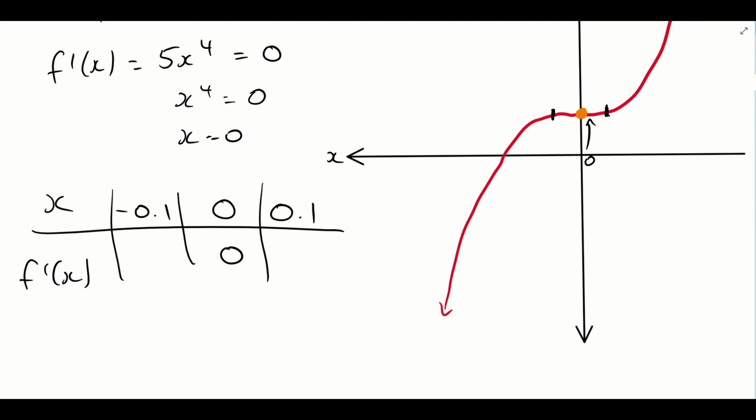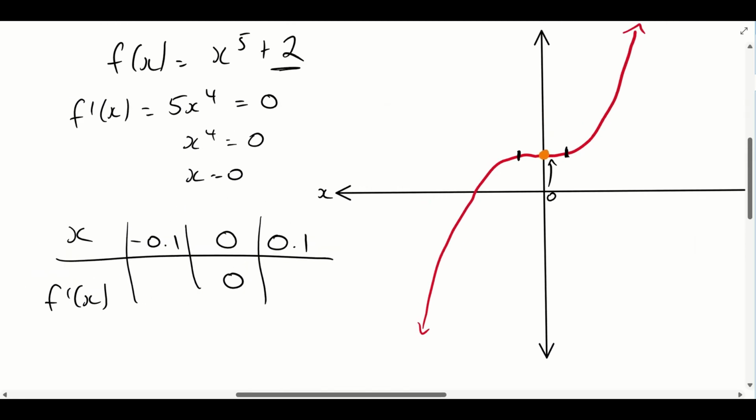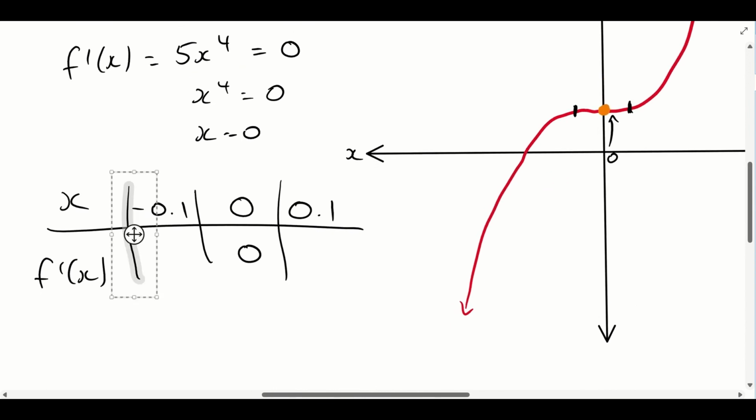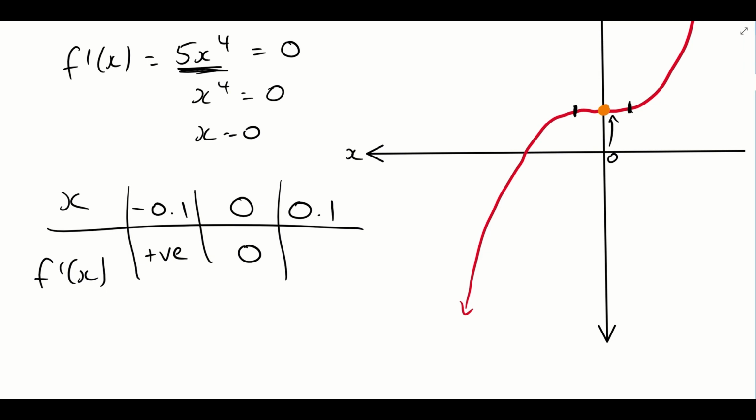Okay, when x is minus 0.1, we go to our gradient, which is this part here, 5x to the power of 4. So we do minus 0.1 to the power of 4, and we times it by 5. And we get a positive number. Okay, if you do that in your calculator, you're going to get a very small number, but it's going to be positive. Okay, it's 5 times 10 to the minus 4. So very, very small, but it's positive. And if you do the same for 0.1, you're actually going to get the exact same number, and that's going to be positive as well.